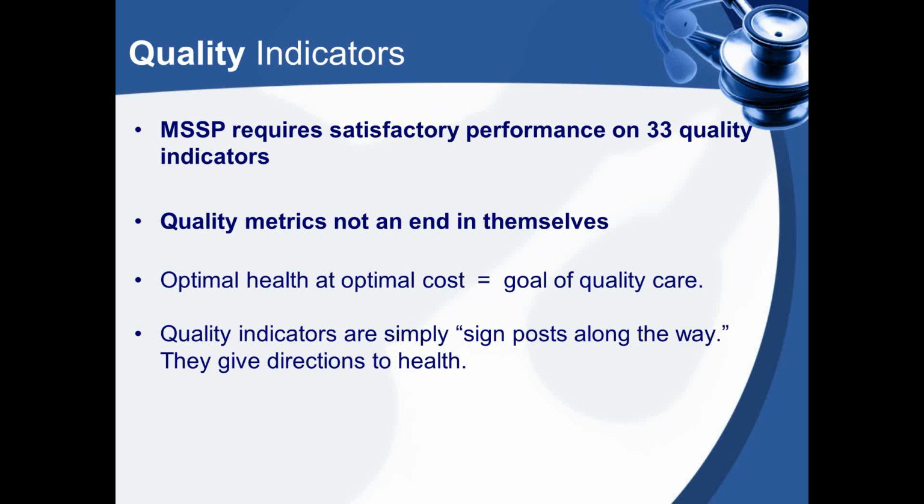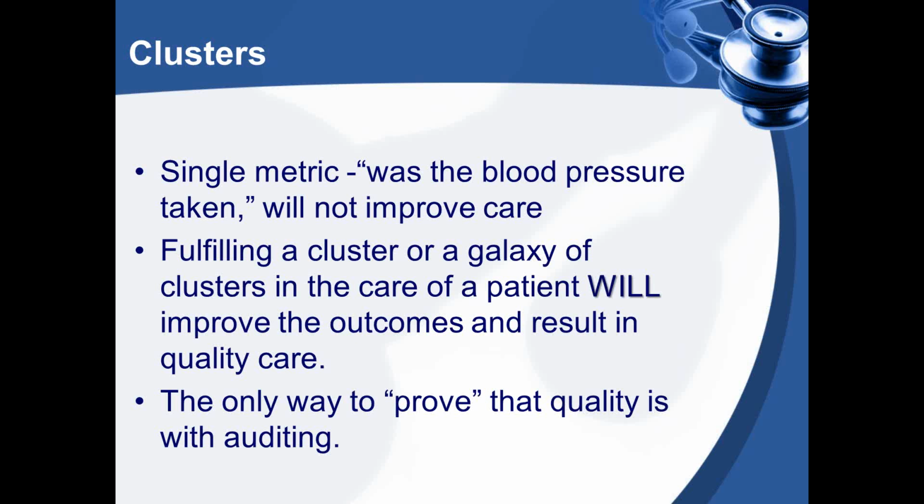The reason I'm bringing this up right now is because people think that just by getting these quality metrics they're actually improving care, and if you look at most of them, they're really not probably improving care. So these things are really simply signposts along the way. They give directions to health, but if we want to be successful, we have got to take it a step further. We have got to figure out what quality improvements we need to make that will impact the patient's health and cost savings. So these single metrics, like whether blood pressure was taken, don't improve care. But when we look at fulfilling a cluster or galaxy of clusters in the care of a patient, that will improve the outcomes and result in quality of care.